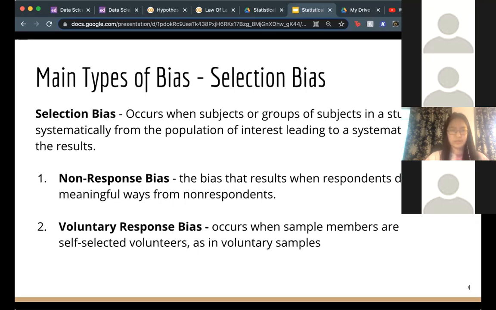I remember there's a famous example. I think they sent out a survey through the mail, which is also extreme voluntary response bias, because you can't even just click that and move on.